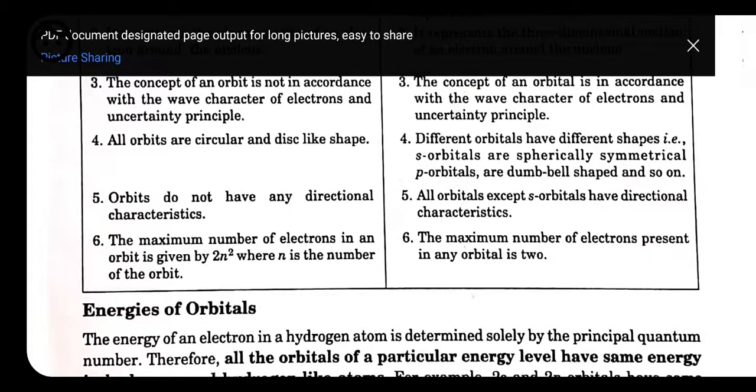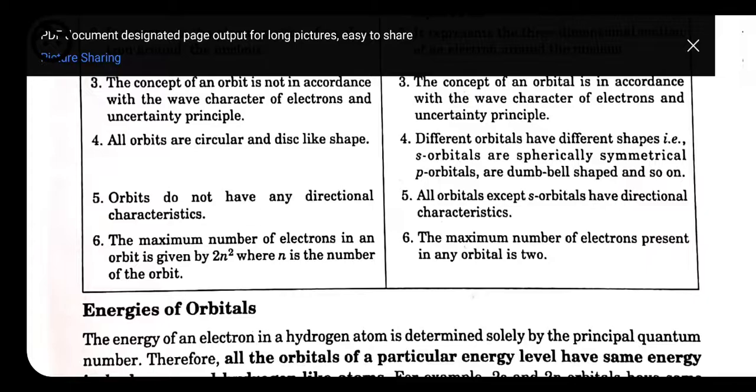The maximum number of electrons in an orbit is given by 2n square, where n is the number of the orbit: first orbit, second orbit, third orbit. It depends on that. If you take the value of n as 1, then 2 into 1 square is equal to 2, meaning in the first orbit we can have only 2 electrons. For the second one, if the value of n is taken as 2, 2 square is 4, and 4 into 2 is equal to 8. It means in the second orbit we can accommodate 8 electrons. Like that we can find the number by using the formula 2n square.